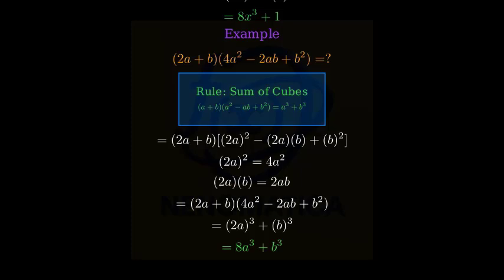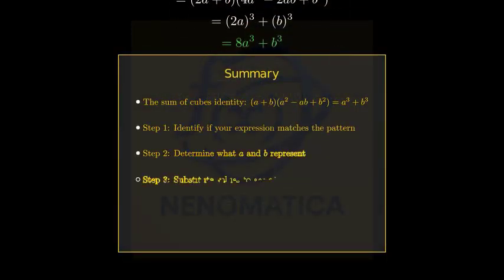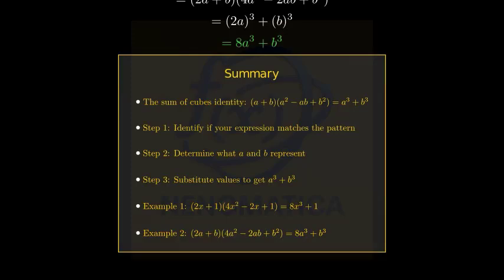In summary, we've learned how to use the sum of cubes identity to multiply specific binomial expressions. The key points to remember are: first, identify if your expression matches the pattern of a plus b times a squared minus ab plus b squared. Second, determine what a and b represent in your specific problem. Third, substitute those values into the formula to get a cubed plus b cubed.